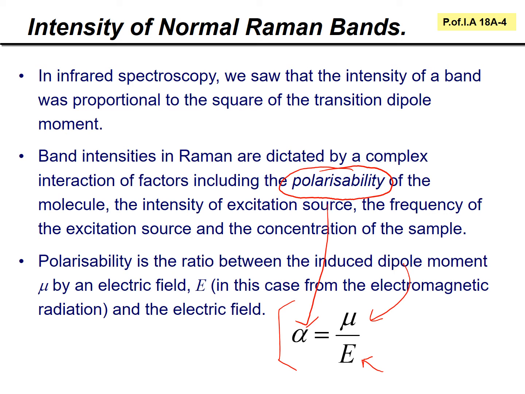When you apply an electric field to a molecule, the electron density around that molecule, or in that molecule, responds to that field. You get an induced dipole. The amount of induced dipole that you get for each bit of electric field, so the value of mu divided by E, is the polarizability. Some molecules get a bigger induced dipole for a given field strength than others. So the extent that that happens, the polarizability, is what determines primarily the intensity of Raman bands.